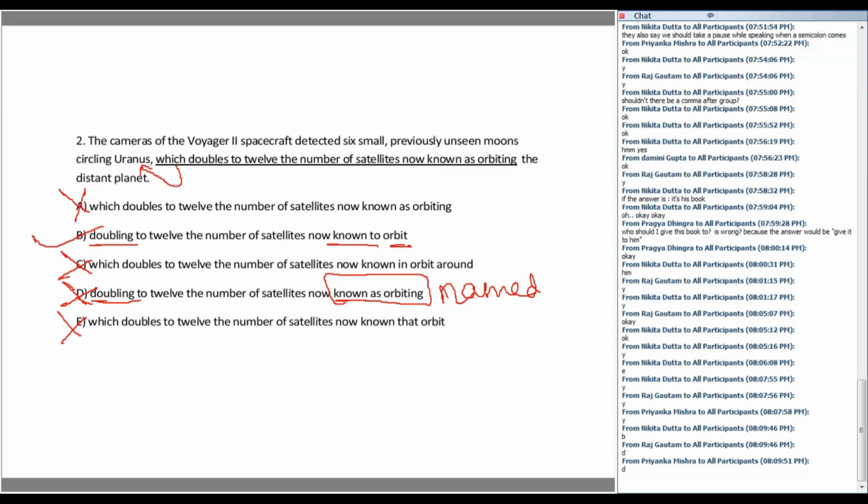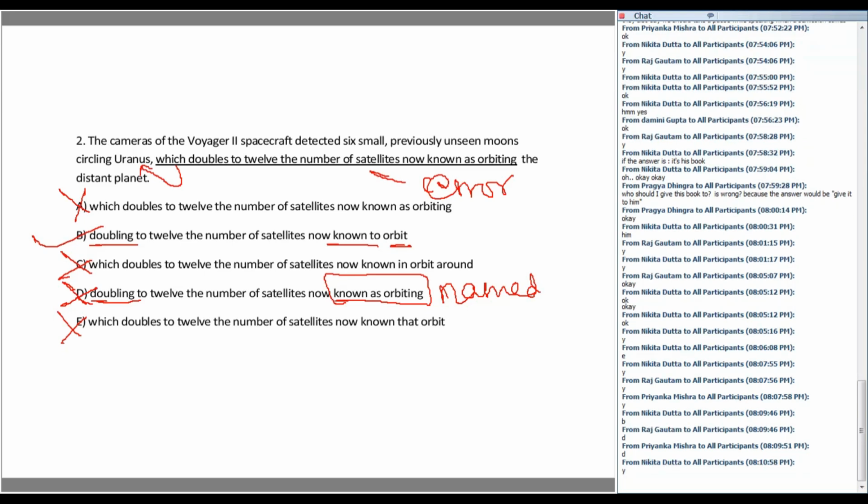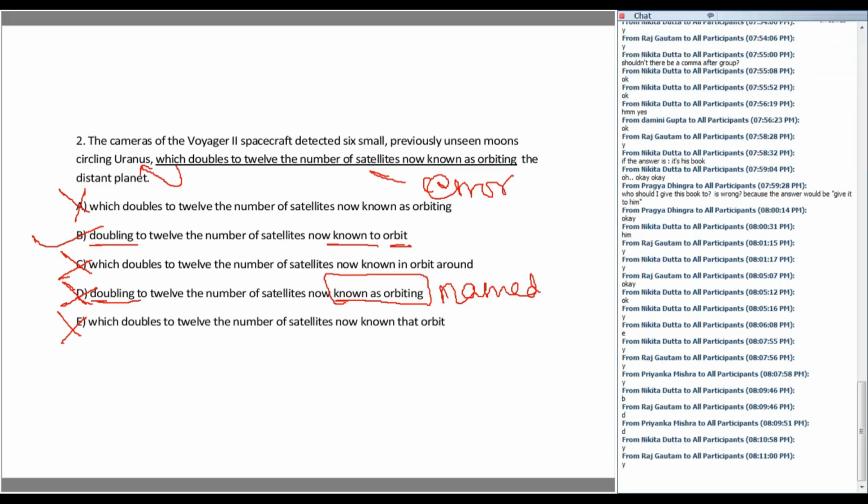You all must be aware that when you get a question like this, in which a part has been underlined, only the underlined portion will have some error, if at all there is an error. It's possible that there may not be any error, but whatever correction you have to make is only in the underlined portion. I think you must be aware of this. So for question number 2, answer is B.